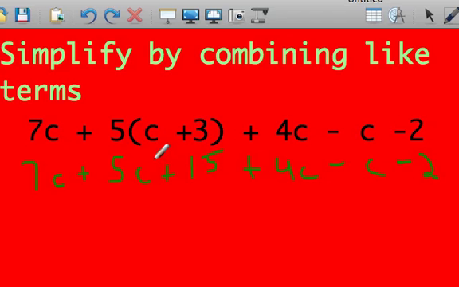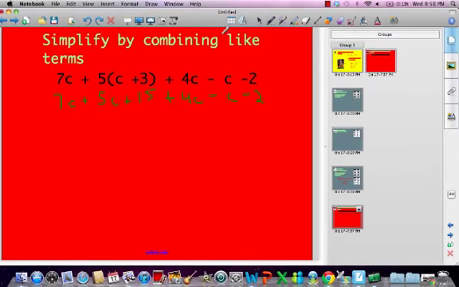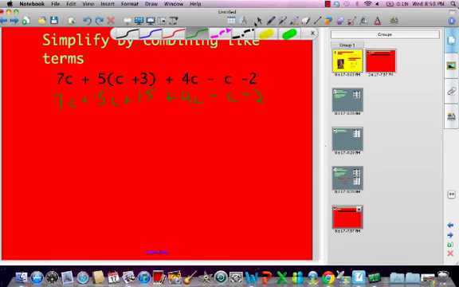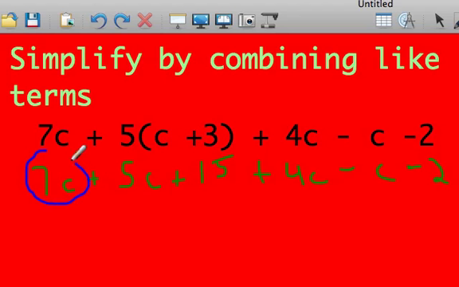And when it says like terms, those are terms that have the same variable with them, or if they don't have variables, like these are constants right here, 15 and 2, we'd combine those. So what I'm going to do is group all the terms that are like together. So I'm going to circle in blue all the ones with C, and that way we can tell the difference between them.